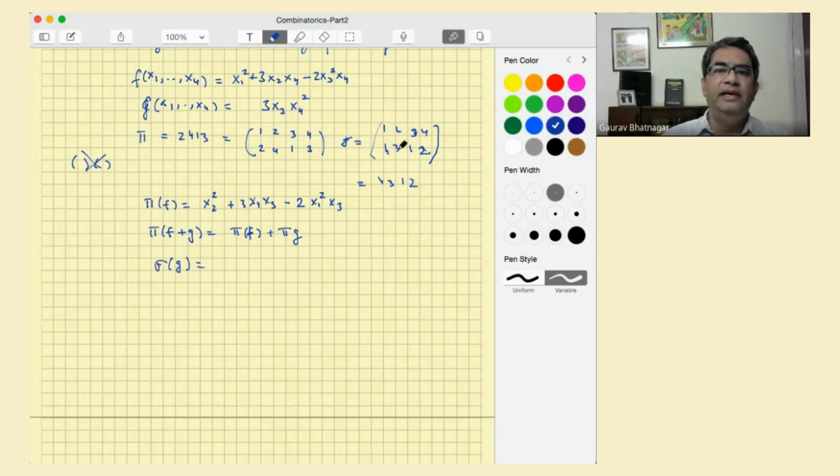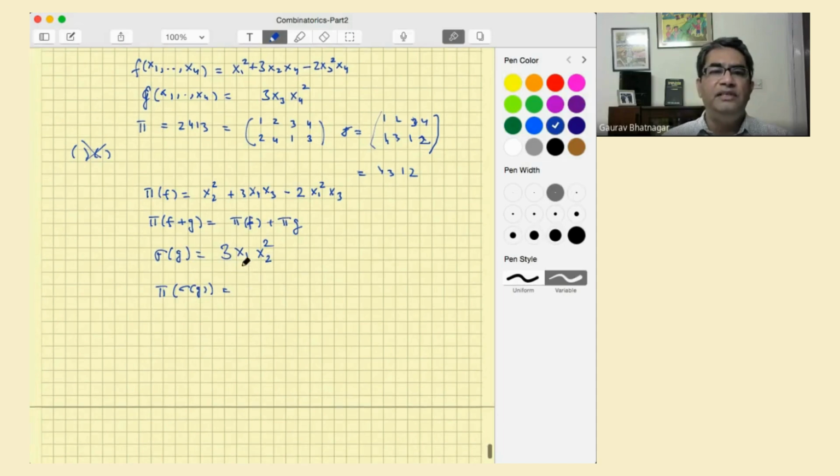Sigma is: 3 goes to 1 and 4 goes to 2. So sigma of g is this. And what about pi of sigma g? So you operate two of them. Now sigma g is this, and I operate pi on this. So x1 goes to x2, and x2 goes to x4 squared, right? And if you look at pi sigma, what is pi sigma of g?